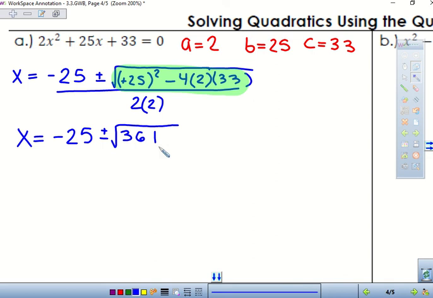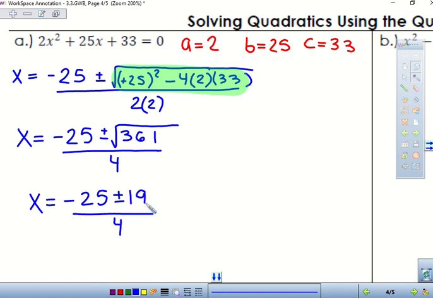Now it's important you don't try to take the root in the calculator too, because the calculator, if you're using one of these, is not going to give you a simplified square root. It's going to give you a decimal if that root is not a perfect root, all over 4. Now, it just so happens that 361 is actually a perfect square. Does anyone know what it's the perfect square root of? Yes, 19. So that means I have x equals negative 25 plus or minus 19 over 4.